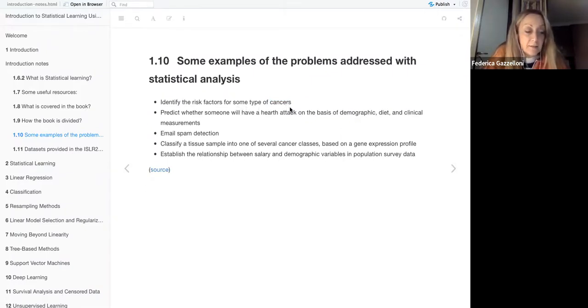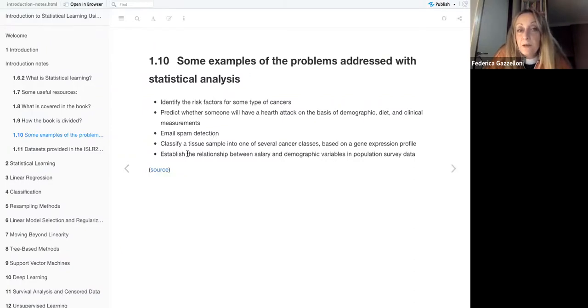All the techniques that you will get from the book will let you understand this type of analysis. So if you want, for example, to predict whether someone will have a heart attack on the basis of demographic, diet, and clinical measurements, or do email spam detection, or classify a tissue sample into one of several cancer classes based on a gene expression profile, or establish the relationship between salary and demographic variables in population survey data. There are many real world applications of these techniques that are the foundation for machine learning.